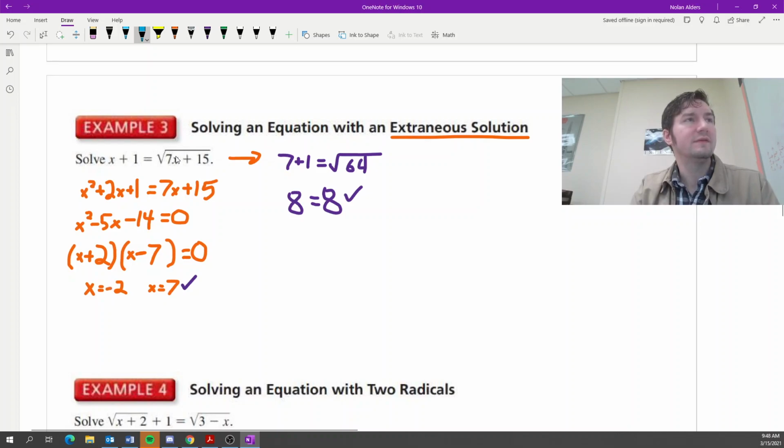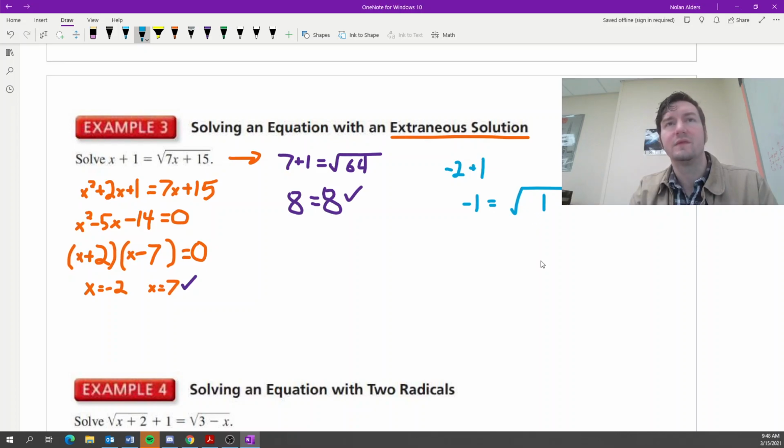So let's take -2, substitute it in for x on both sides, and see what we get. So we'll have -2 plus 1, which is -1. And then square root of 7 times -2, which is -14. -14 plus 15 is 1. Square root of 1. What times what equals 1? 1. So we can see -1 does not equal 1. This is an extraneous solution.